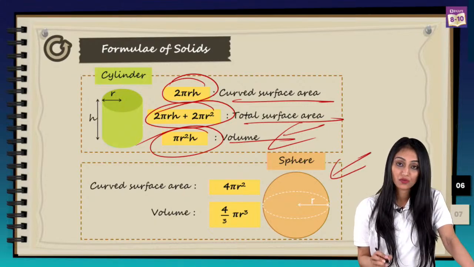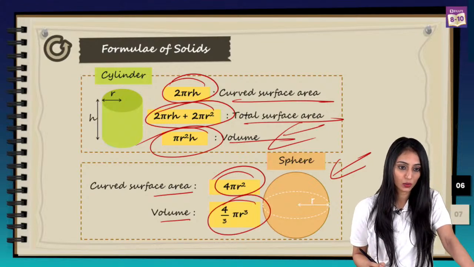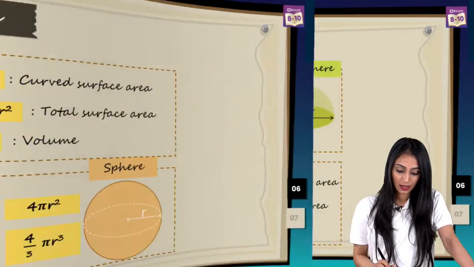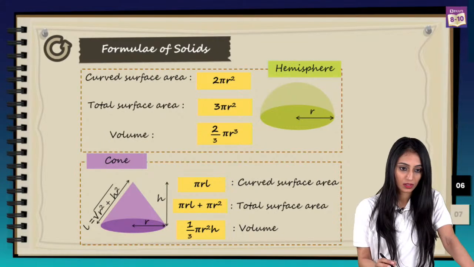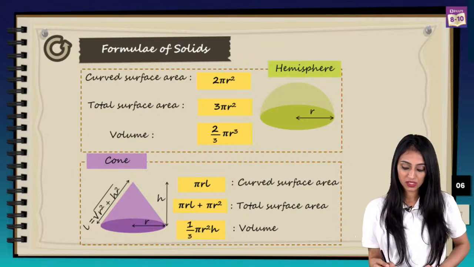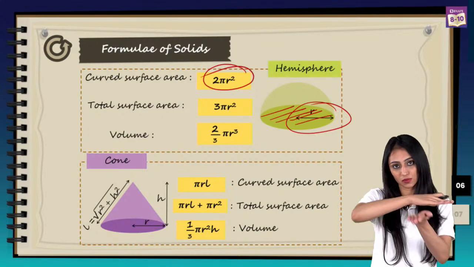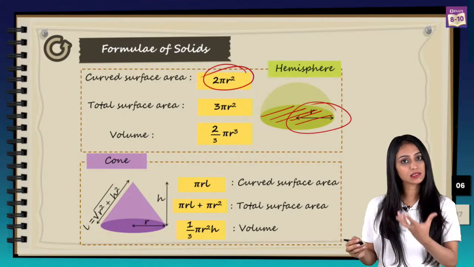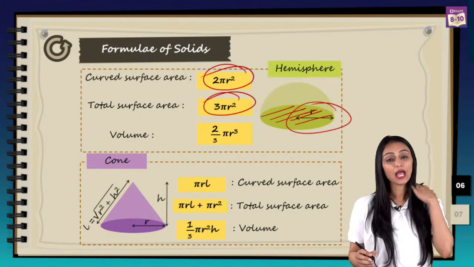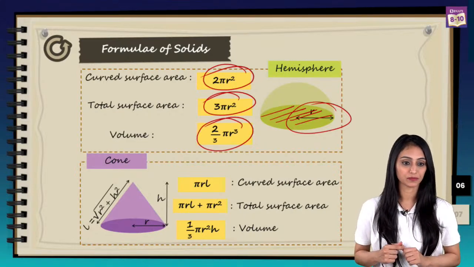Coming to the sphere with a radius r, its curved surface area is 4 pi r square and volume is 4 upon 3 pi r cube. CSA means curved surface area, right. And then a hemisphere, with radius r, curved surface area is 2 pi r square. When you say total surface area, you are including the top surface as well, which is a circle with area pi r square. So 2 pi r square plus pi r square gives you 3 pi r square. And volume is half of the volume of the sphere, so that's 2 by 3 pi r cube.